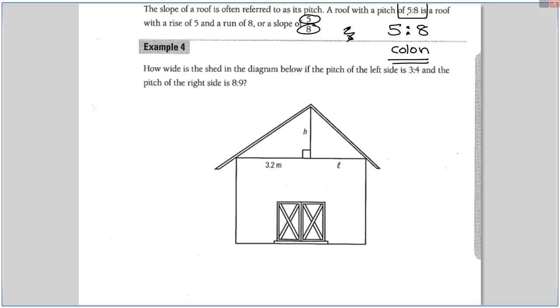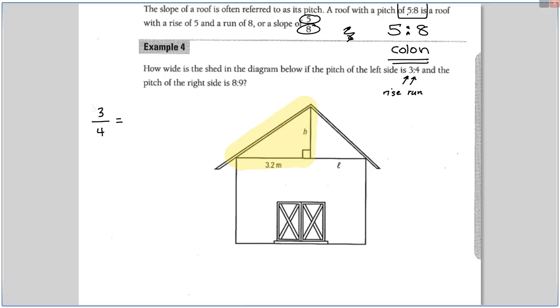Okay, the pitch on the left side is 3 to 4. So which one's the rise and which one's the run? The rise is 3 and the run is 4. So 3 over 4 equals. Now on your left side, and remember you can only do right angled triangles, so you have to focus in on this triangle here.